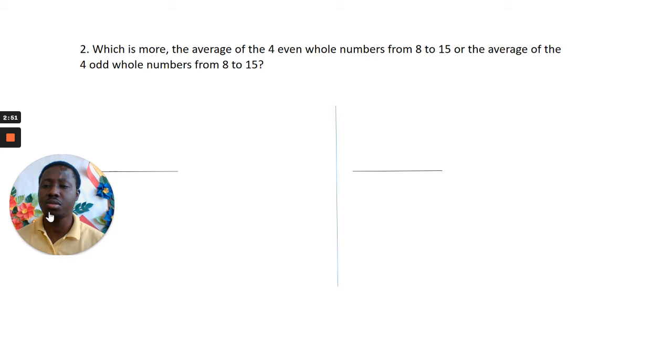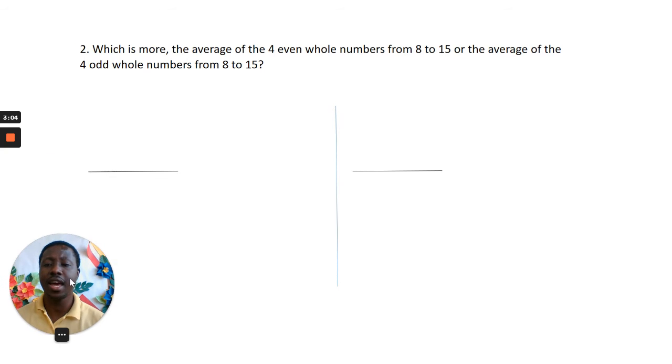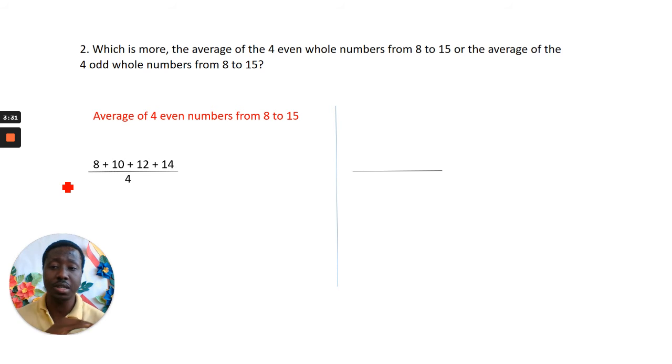Number 2 here, we've been talking about which is more, the average of 4 even numbers or the average of 4 odd numbers. Okay, so now let's see which one we have. Let's do the even numbers. Even numbers you can divide by 2, divisible by 2, no remainder. For example, we want to know the average of 4 even numbers from 8 to 15. So we have 8, 10, 12, 14. 4 numbers divided by 4. 8 plus 10 plus 12 plus 14. What is the answer? We get 44 divided by 4.